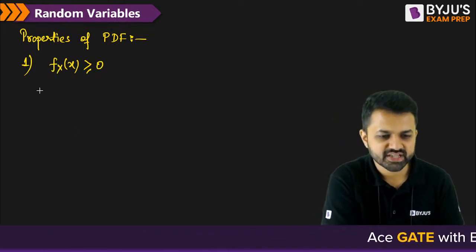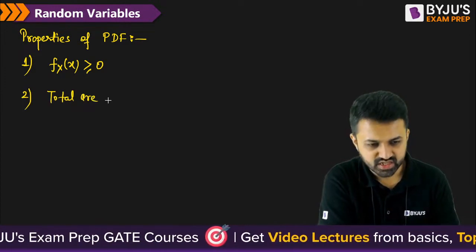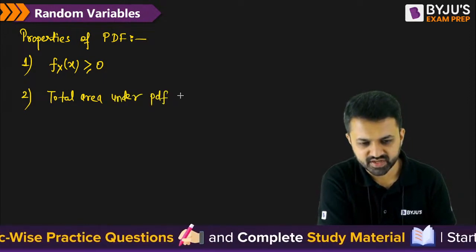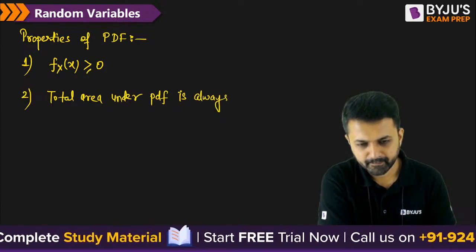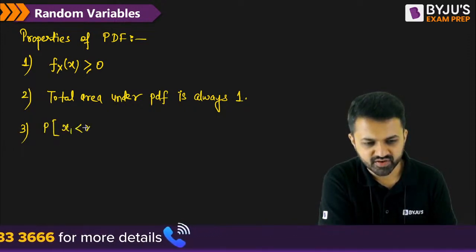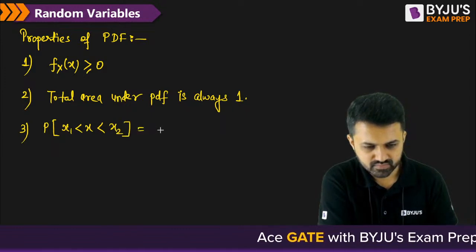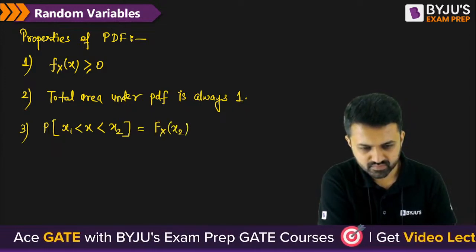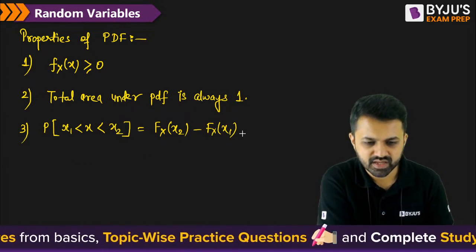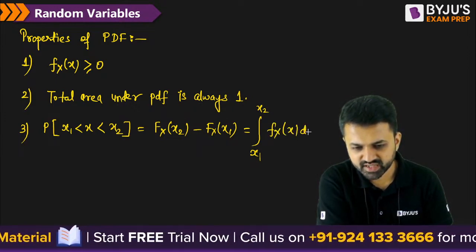The first property is fX(x) is greater than or equal to 0. The second is the total area under the curve. So the total area under the PDF is always 1. And the third one is when we want to calculate the probability for the given range x1 to x2, then we write like this. Similarly, here we can also write integration from x1 to x2. We can integrate the PDF.